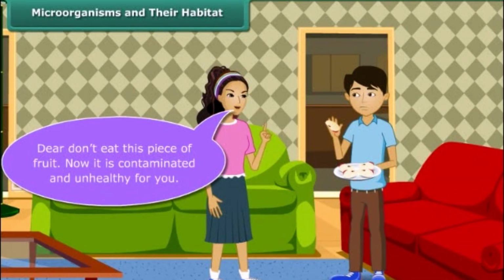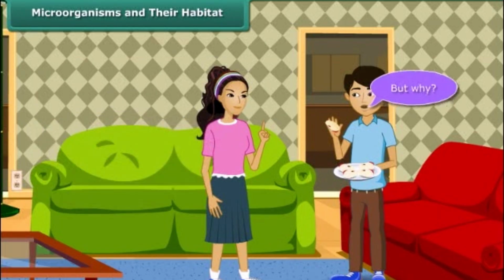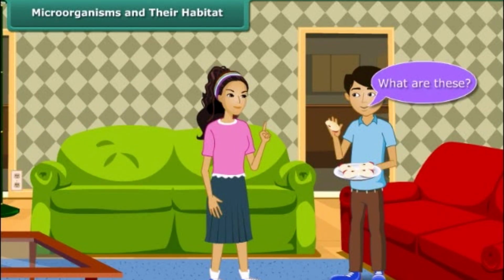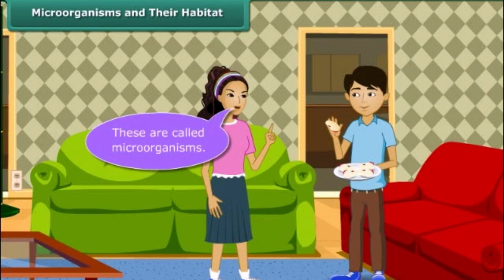Dear, don't eat this piece of fruit. Now it is contaminated and unhealthy for you. But why? Dear, because there are so many germs on the floor and they are so tiny that you cannot see them with naked eyes and they may harm you. What are these? These are called microorganisms.